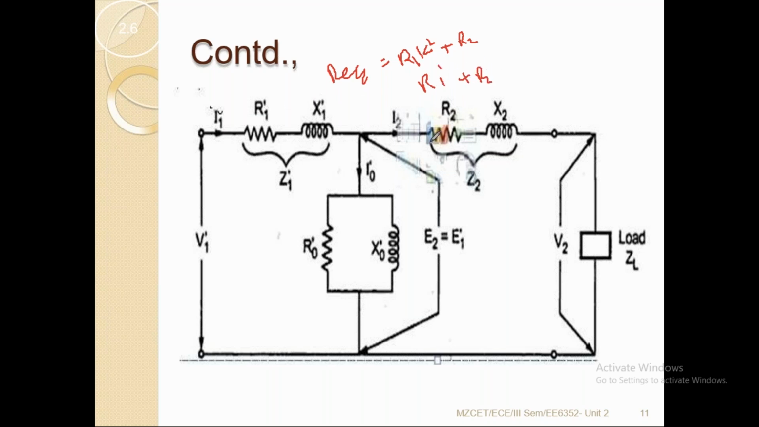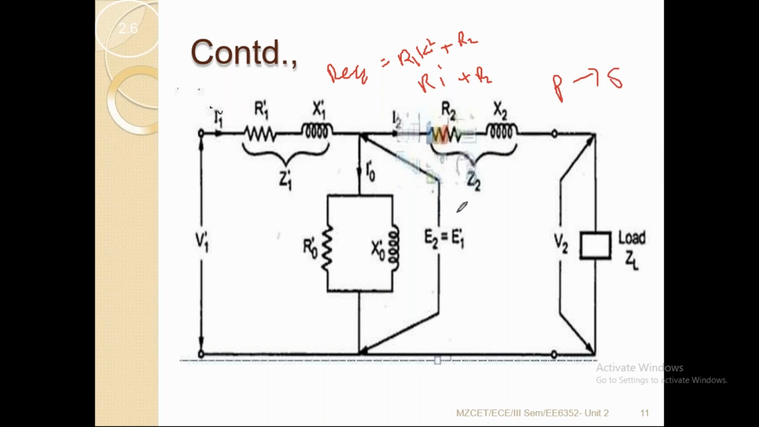Similarly, the equivalent reactance is X1 K square plus X2, which you can represent as X1 dash plus X2. Similarly, the equivalent impedance Zeq is Z1 K square plus Z2. So this is the equivalent circuit when the primary parameters are shifted and transferred to the secondary.